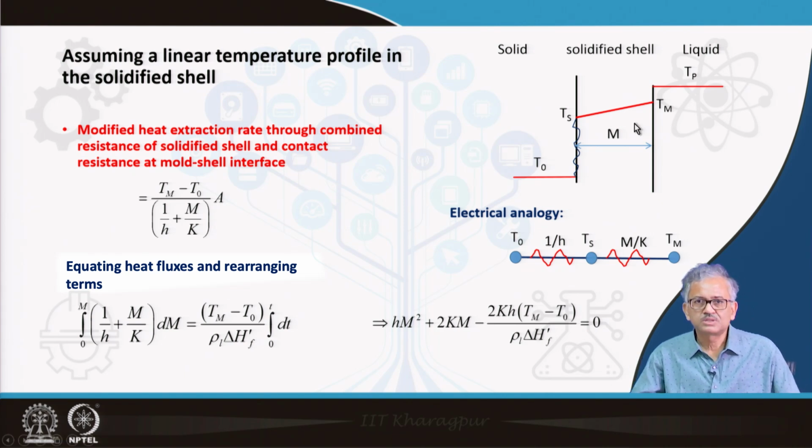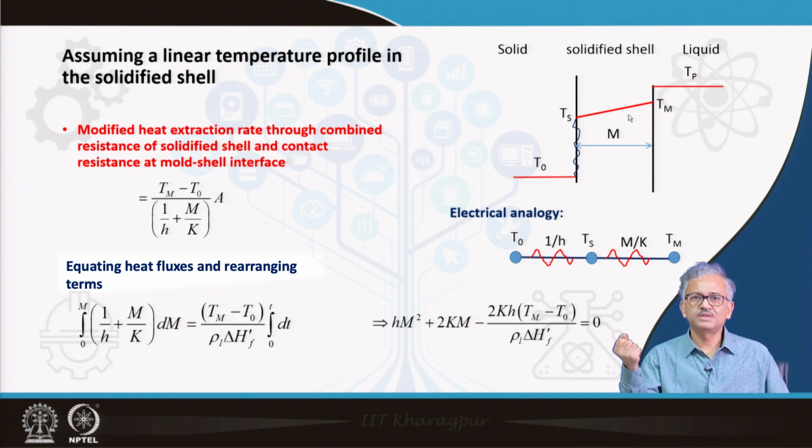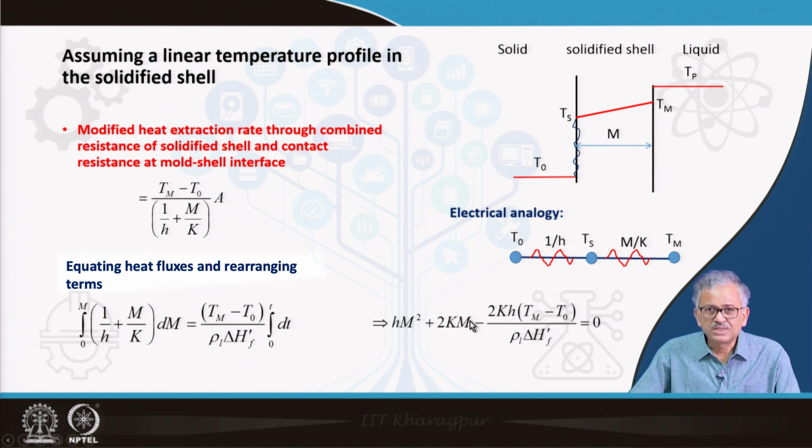Sometimes you have to understand whether you will complicate the problem or not. You can make the problem as simple as possible, if it permits. So, if 1 by H, for example, is much higher compared to this resistance, you can simply neglect this resistance. In this case, it is not very wrong if you assume that it is a linear profile, a constant temperature across the solidified shell anyway. Otherwise, a little complication comes in, and if you see the value of m, it will not differ too much.